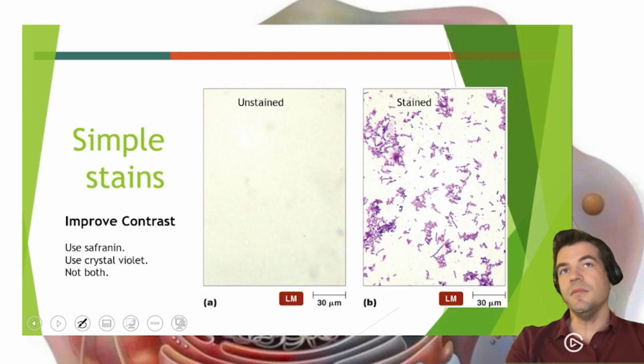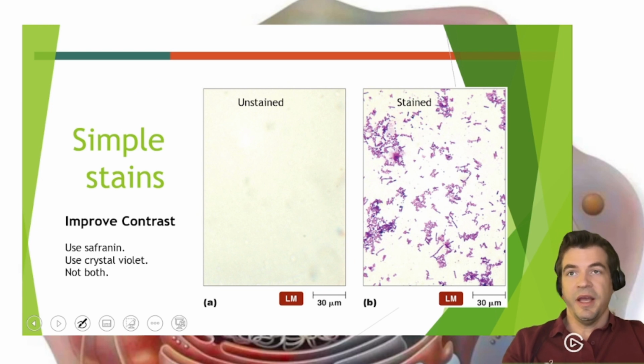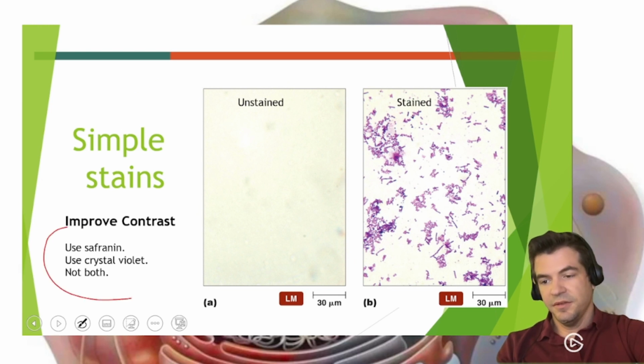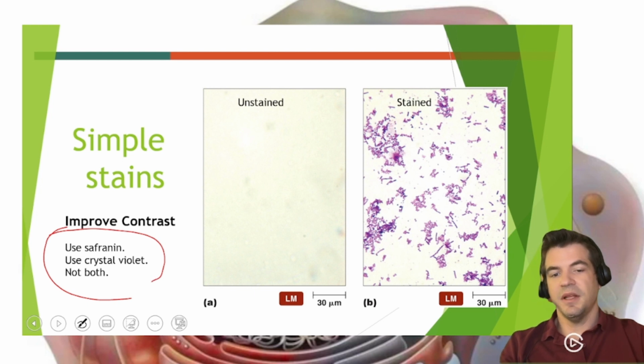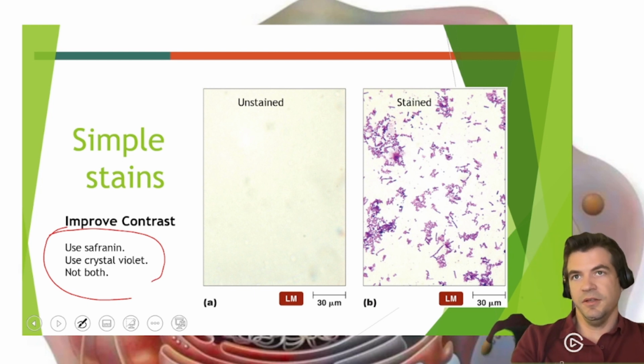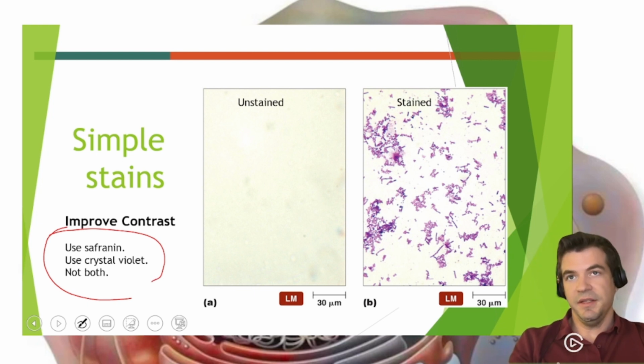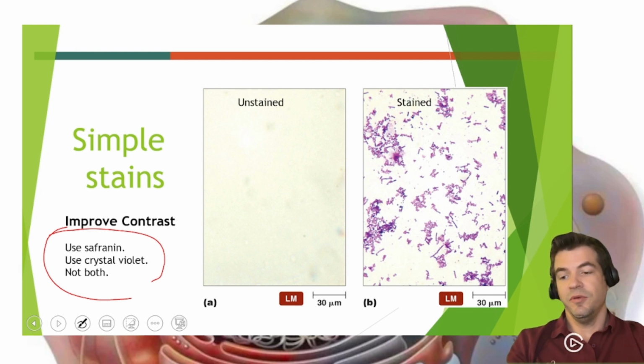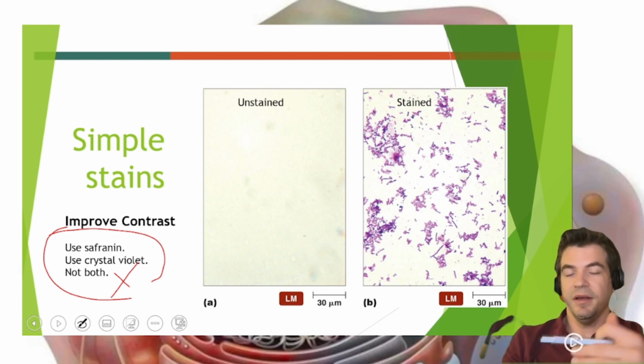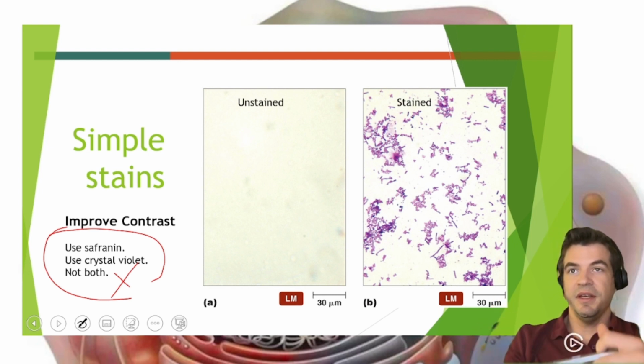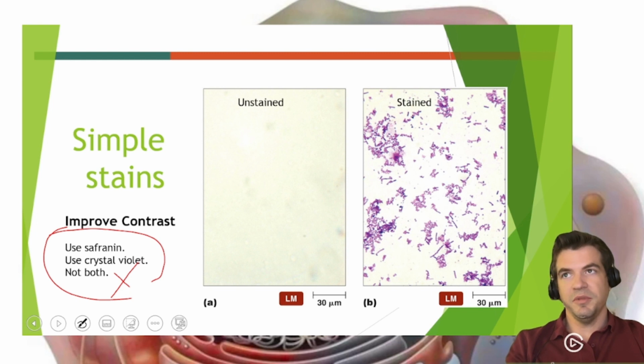All right, so simple stains improve the contrast, just like always. In our lab, we can use safranin, which gives it a nice pink color, or we can use crystal violet, which gives it a nice violet-purple color. You don't want to use both, because that would end up being overstained, or you'd be trying to do a gram stain, which we'll see in the next slide.